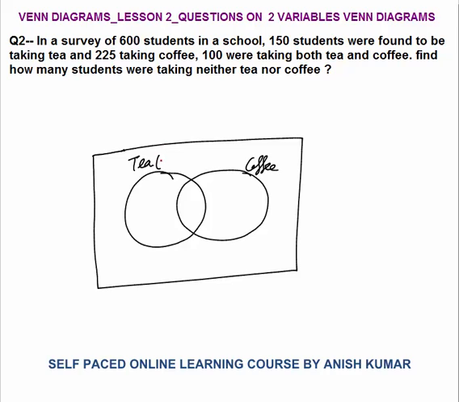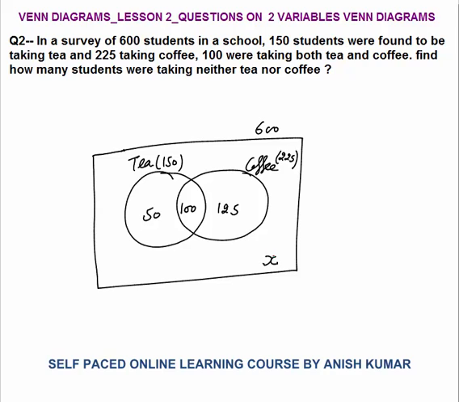Now how many like tea? 150 like tea, this is given to you. How many like coffee? 225 like coffee, this is again given to you. 100 like both, so this will come in between. The entire tea circle is 150, this is 100, so this will be 50. The entire coffee circle is 225, so this will be 125. Total there are 600 students.